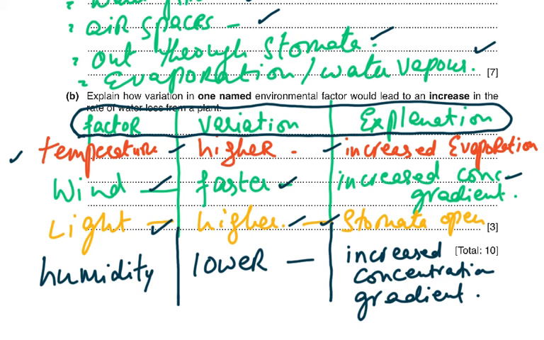Then if you said humidity is less in the atmosphere, this of course results in an increased concentration gradient, and this of course is very, very helpful. So that finishes this paper, and all the very best, and thank you very much.